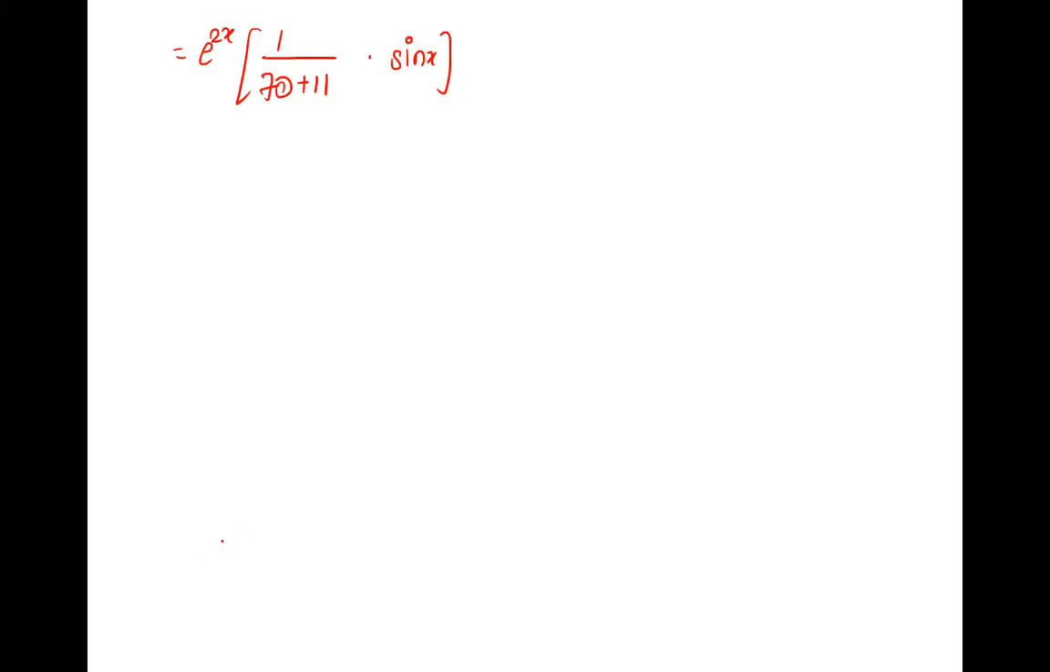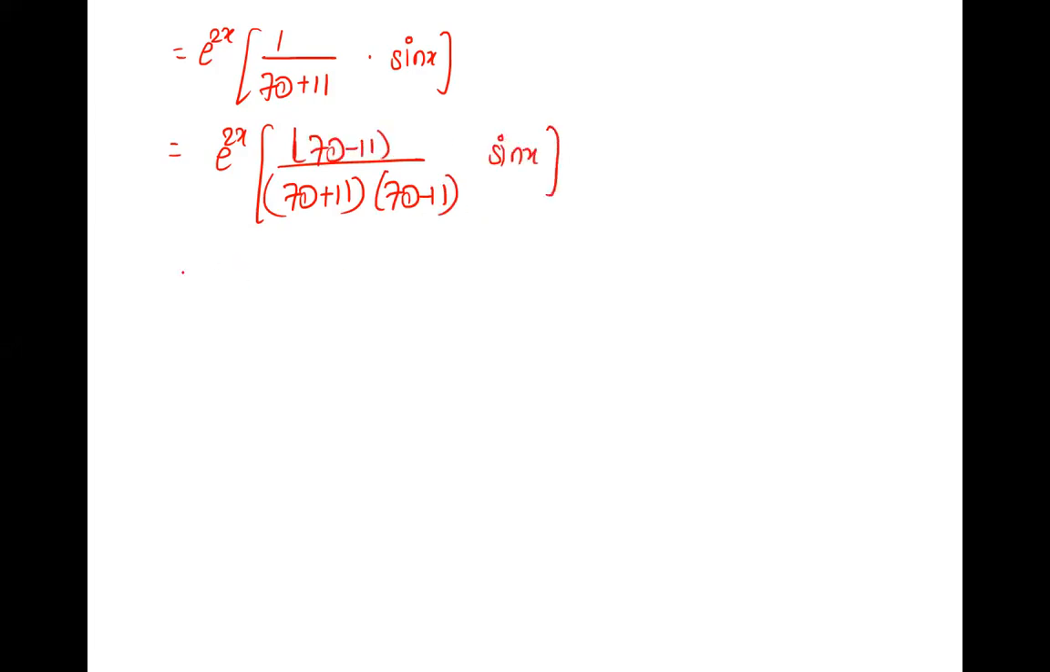So what do we do next? Rationalization. Very good. So what is the term to rationalize? 7D minus 11. Correct. So it is e raised to 2x, (7D minus 11) upon 7D square, that is 49 D square, minus 11 square, how much? Yes, 121, into sin x.